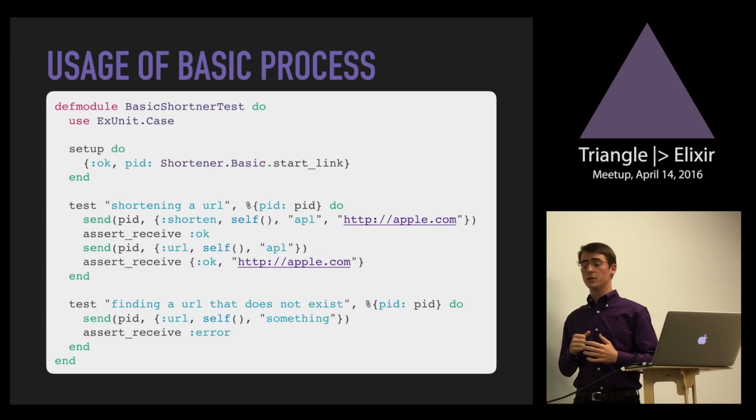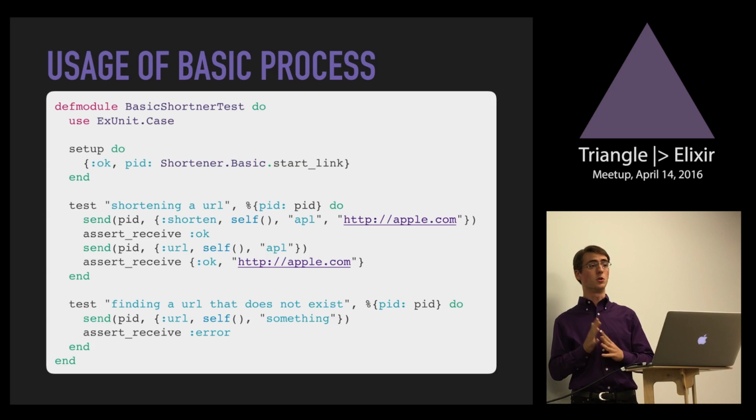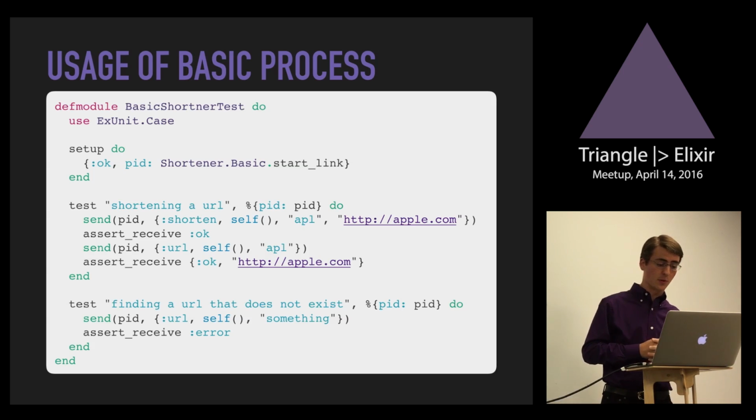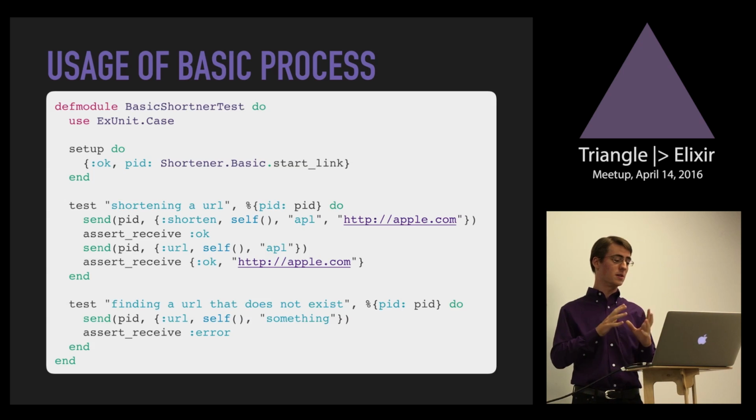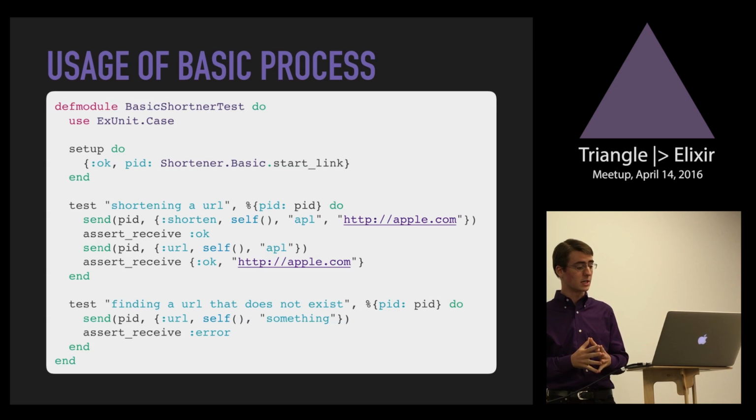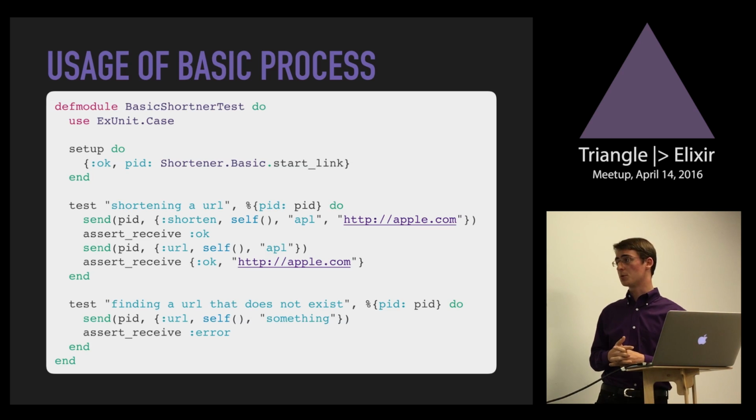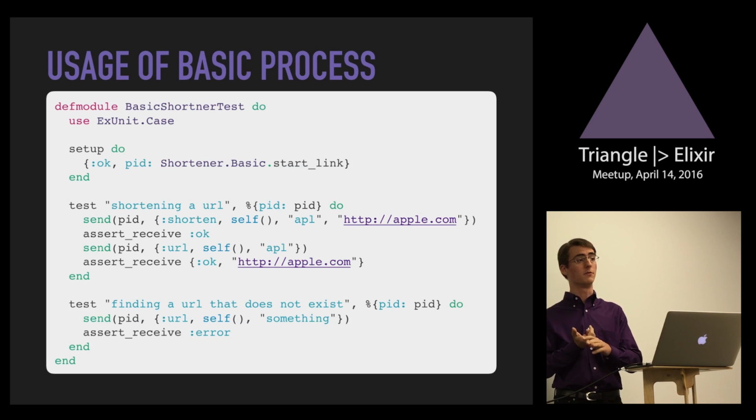So I want to start out using an example of a URL shortener. This is not going to be anything fancy. I just wanted an example where we don't have to worry about the logic, but more of the architecting it with processes. So this is how you would use a basic process. There's no GenServers. You're just using 3 primary constructs. You're spawning your process, you're sending messages and receiving.